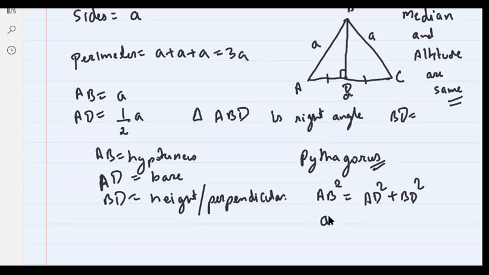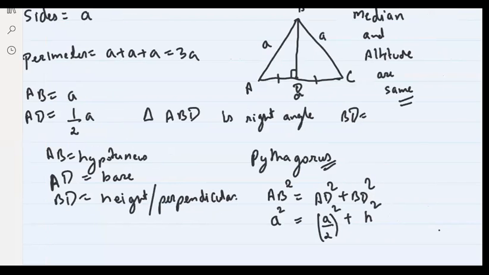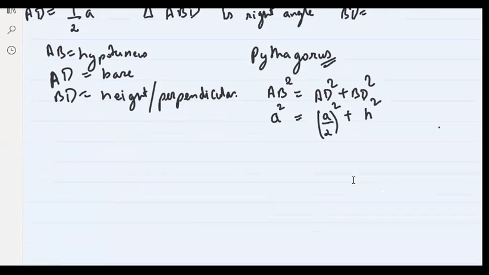So AB is A, so A square is equal to AD square, AD is A by 2 whole square, plus BD square. BD we don't know, right? BD is height, na? So I'll just write it as H square. That we don't know. We need to find. Yes or no? Till this step. Ragini, see this. AB squared is equal to AD square plus BD square. Step by step. We need to find H now. So can I say that?